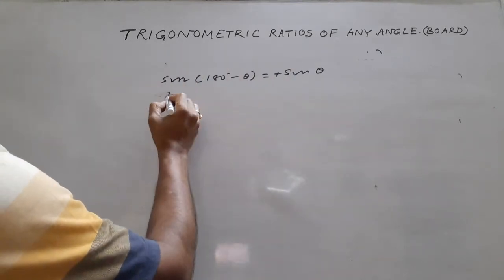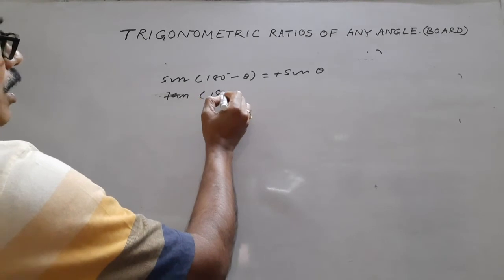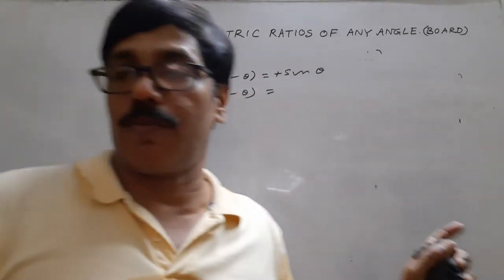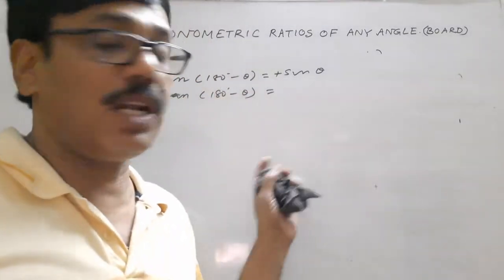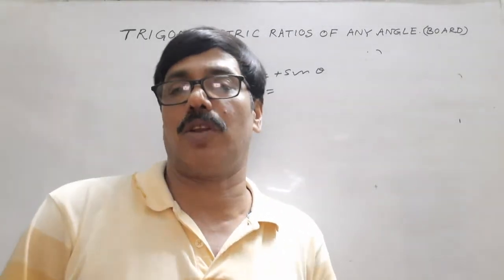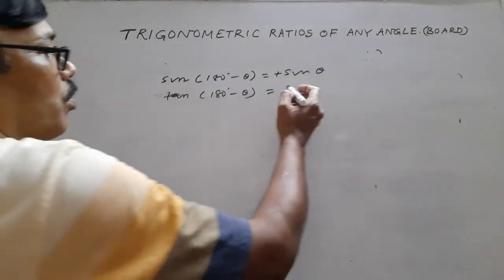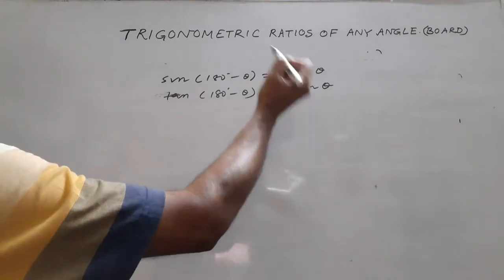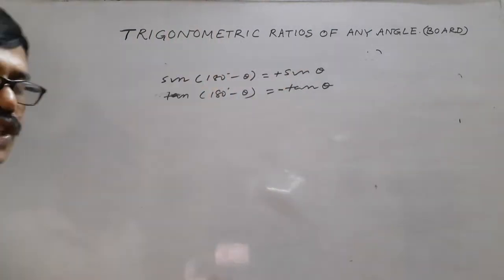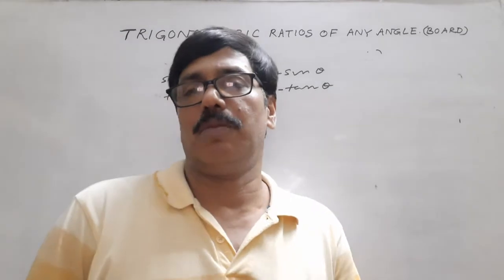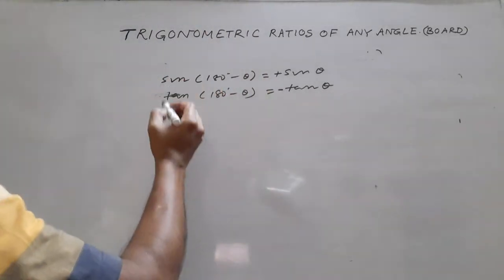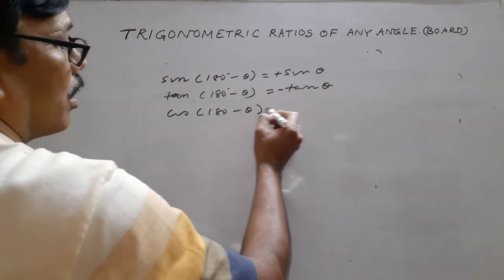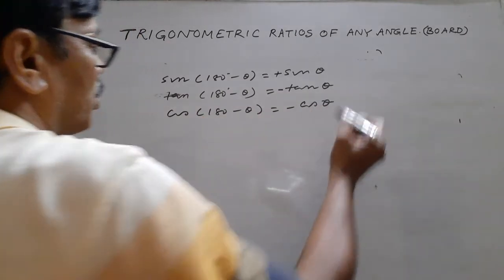Look, tan of 180 minus theta. Write it in terms of a multiple of 180. A multiple of 180 means an even multiple of 90 degree. That is why the trigonometric ratio is not changing. In the second quadrant tan is negative. Only sine is positive if it is 180 minus theta, and obviously cosec is positive. So cos of 180 minus theta is minus cos theta.